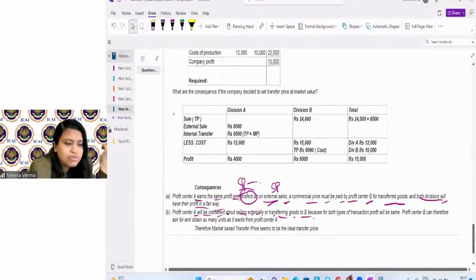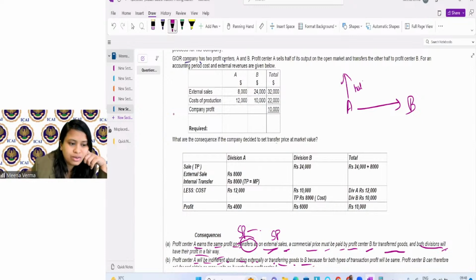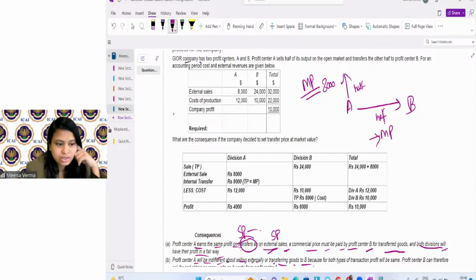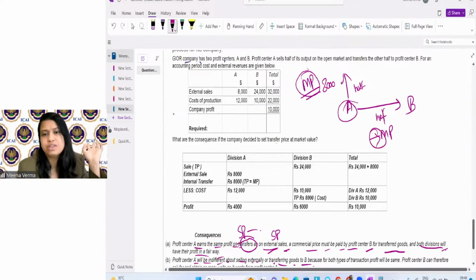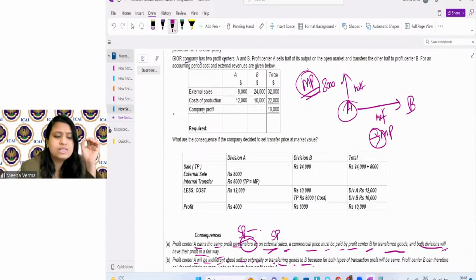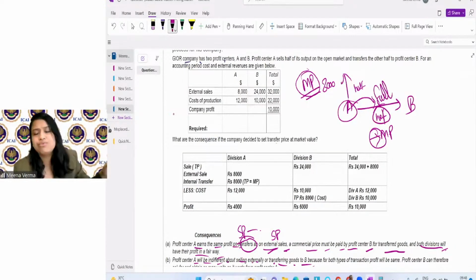Division A had the option: they can sell the goods to the market and they can transfer them internally. Half of the goods they are selling outside and half of the units they are transferring inside. The point is that here it is 8,000 at market price, and here also they are transferring the goods on the basis of market price. In both cases it is market price. So A is indifferent in both cases. Here also he is recovering the same revenue. So it's okay whether he transfers half of the units internally or the full units internally. He is indifferent to this.